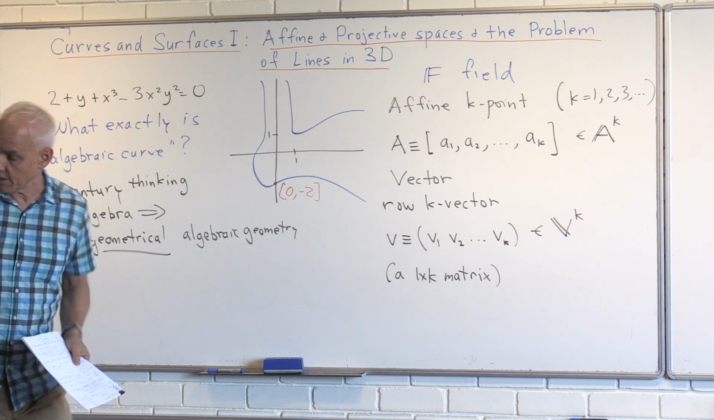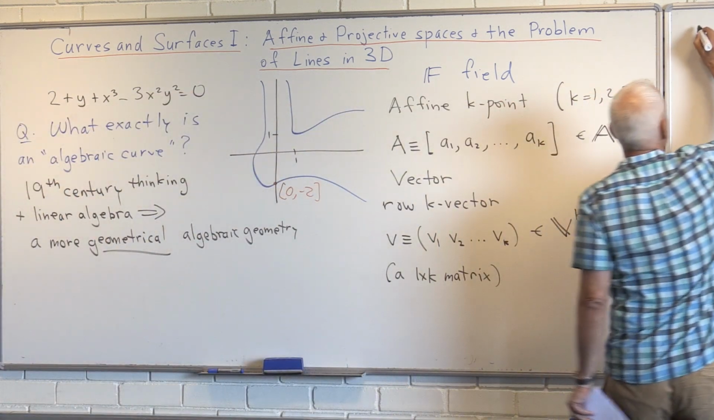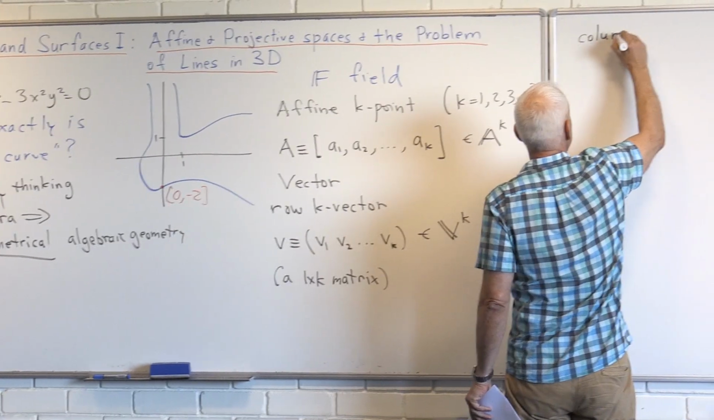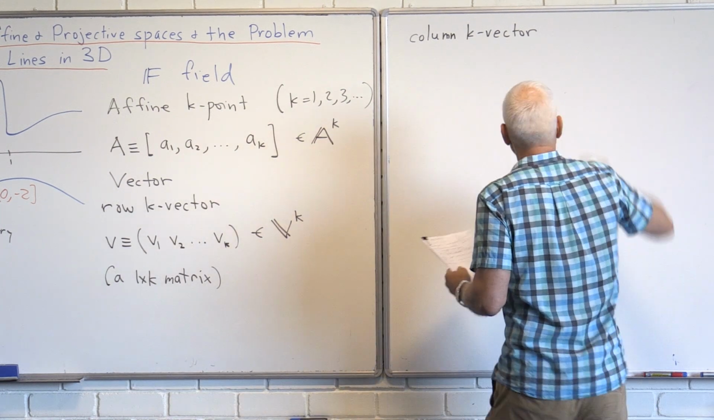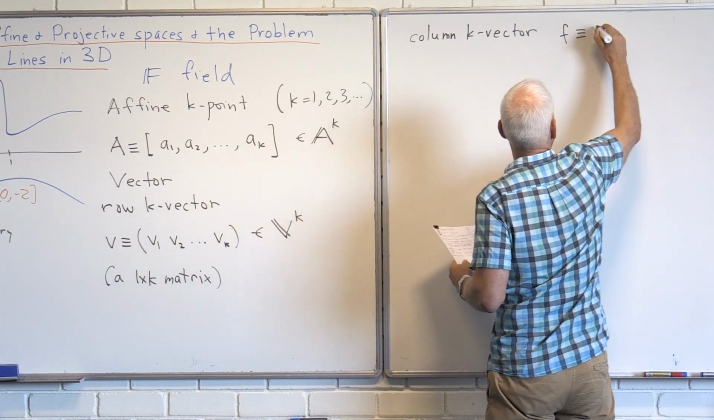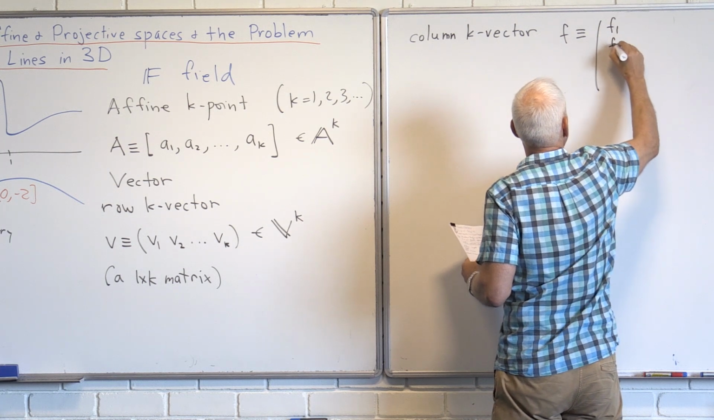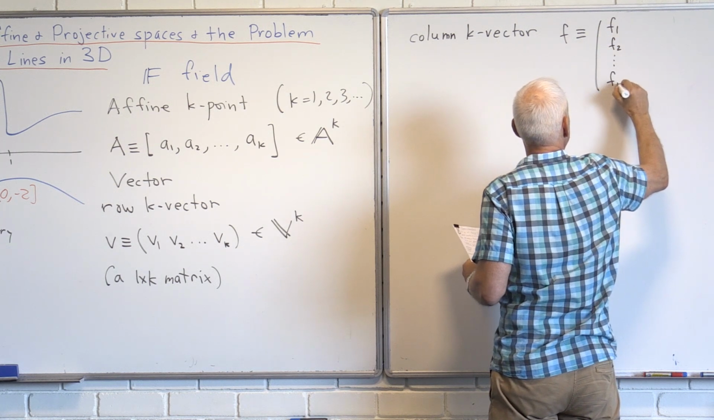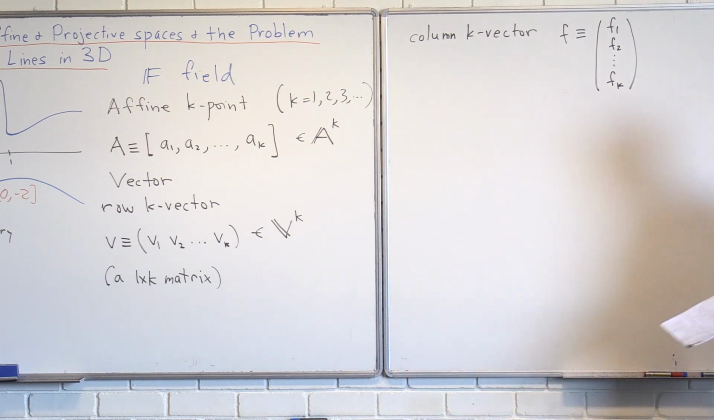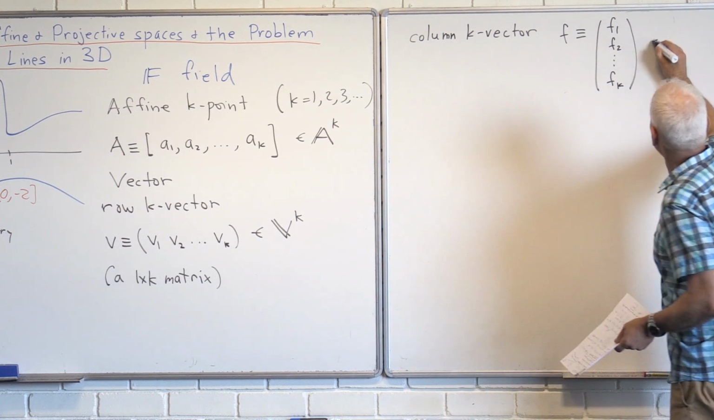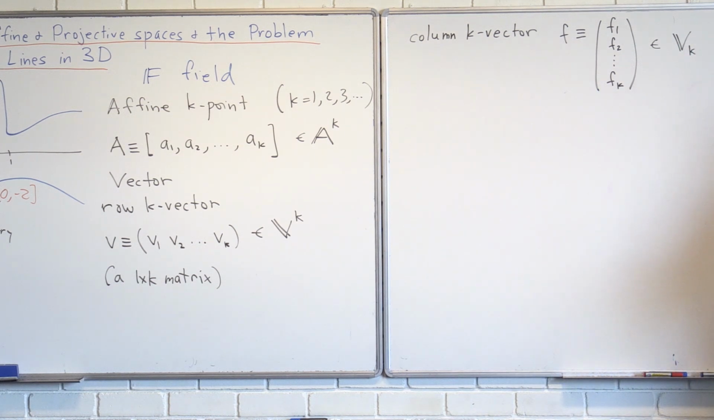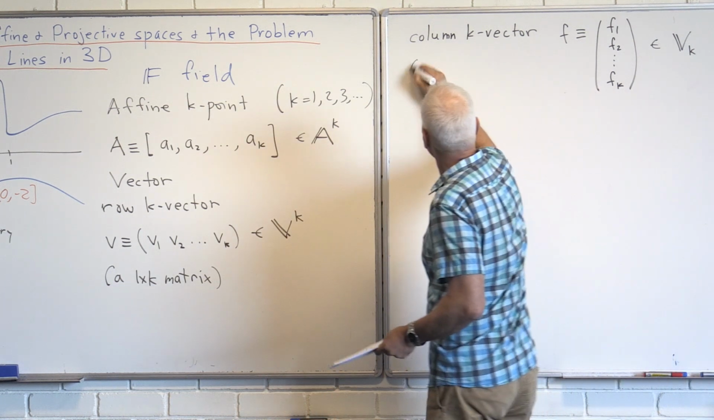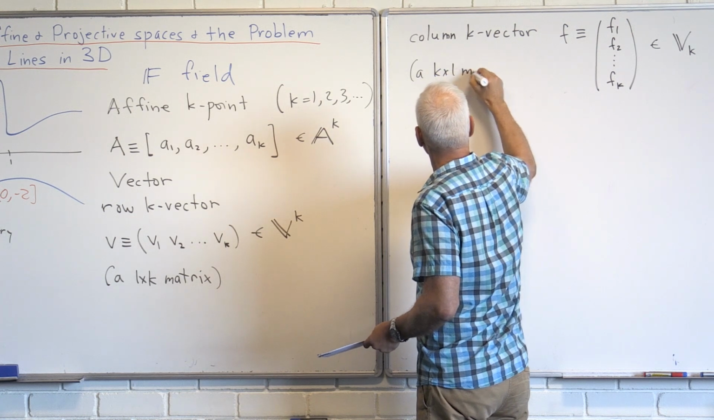But we also want column vectors. So a column k vector, let's denote that, say, by f. So f will be (f1, f2, ..., down to fk) in round brackets. And we'll denote the space of k column vectors by V sub little k. And that's a k by 1 matrix.